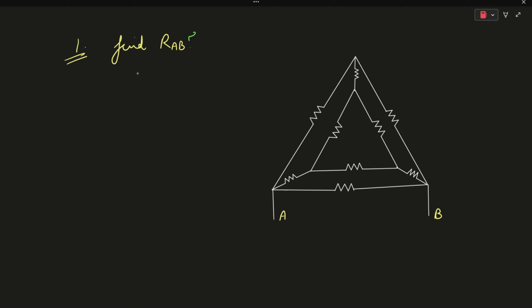So hello everyone, welcome to the next tutorial. In this tutorial, we are going to find the equivalent resistance RAB of this particular electrical network. So we need to find the resistance between these two terminals A and B.